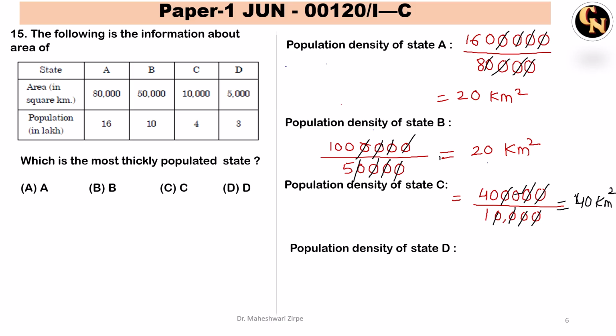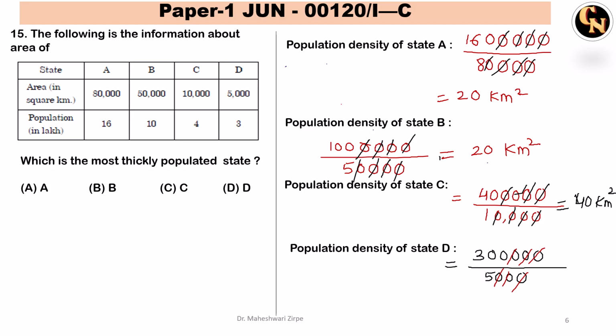Now the last one is, let us find for state D. How much is the population? Population is 3 lakhs. So how many zeros? 5 zeros. 1, 2, 3, 4, 5. Yes. And divided by 5,000. So let us cut the zeros. Now when you take out the zeros, 3 zeros, 1, 2, 3.